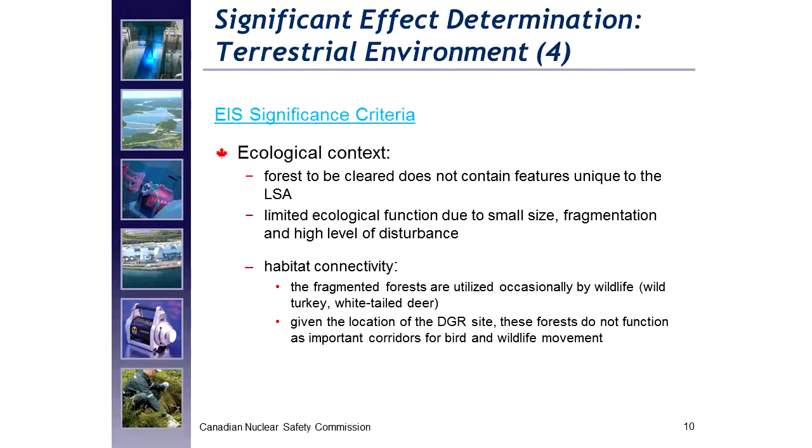Habitat connectivity was considered under the ecological context criterion. The forest is used occasionally by wide-ranging wildlife species such as white-tailed deer and wild turkey. However, the ability of the forest in the DGR project area to function as meaningful habitat connections for bird and wildlife movement is severely limited by the presence of the existing Bruce Power facilities to the north, south, and to the west.